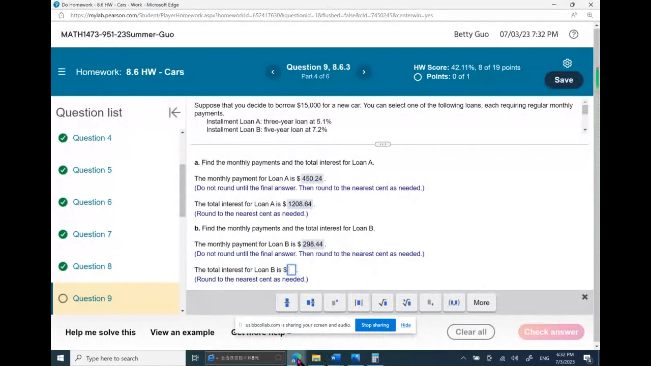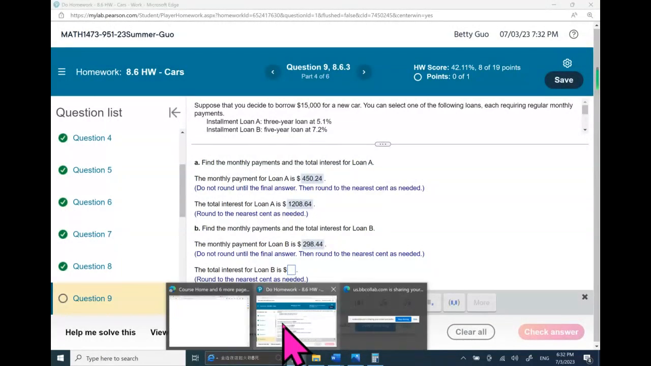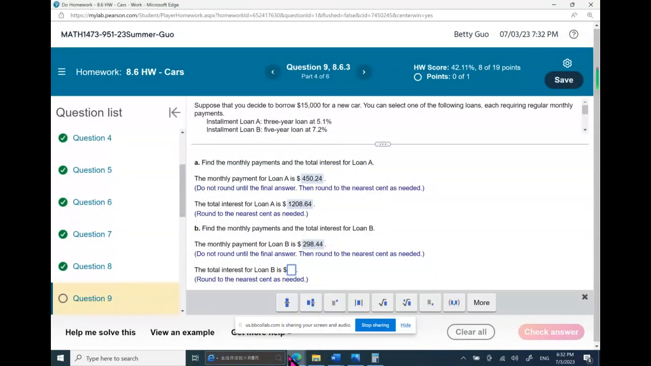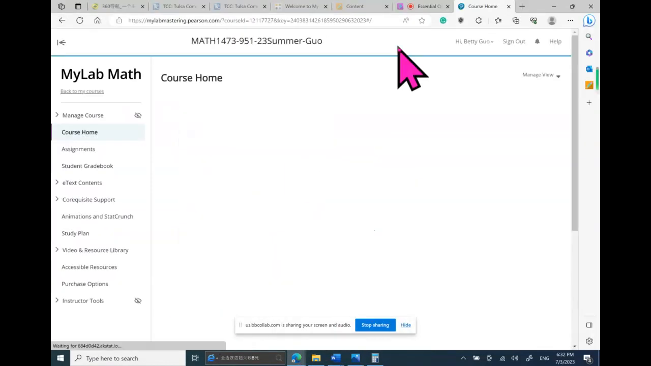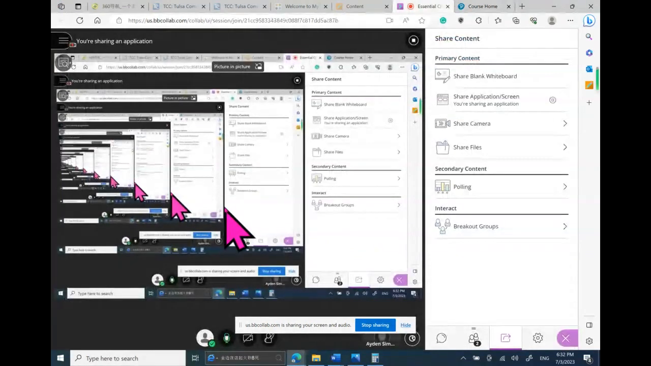Okay, so let me double check where everything's fine here. I'm muted, and it's recording, and it's sharing. Awesome.